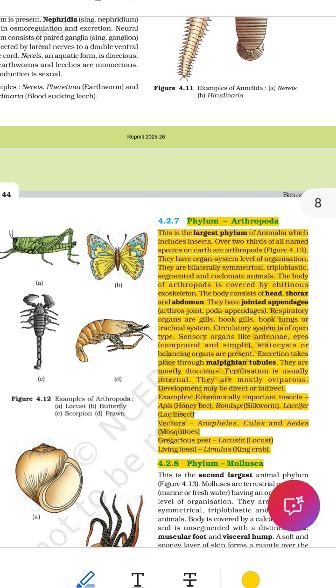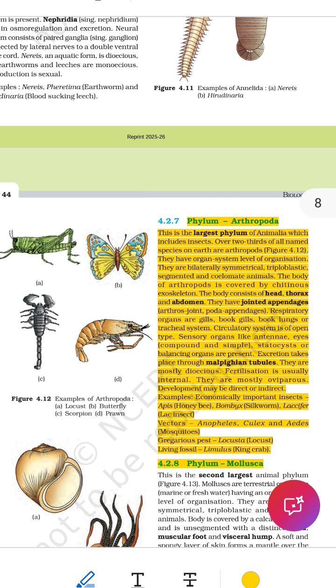Here's a great, deep and detailed summary of the topic phylum Arthropoda, written in the simplest way possible, clear enough for any beginner, but deep enough for complete understanding. Detailed summary of phylum Arthropoda in easiest words.